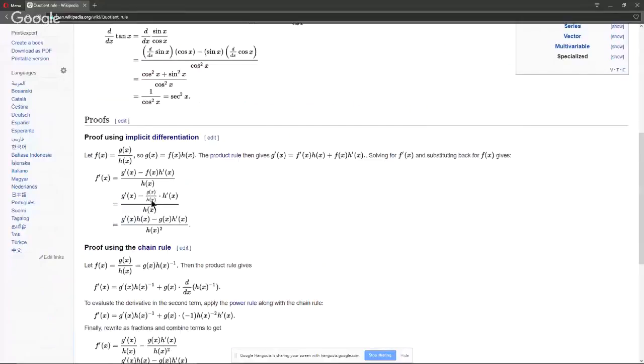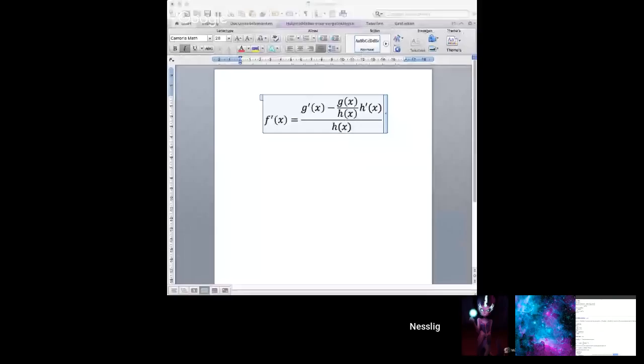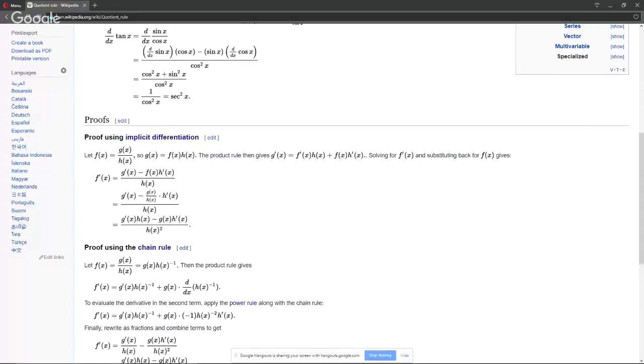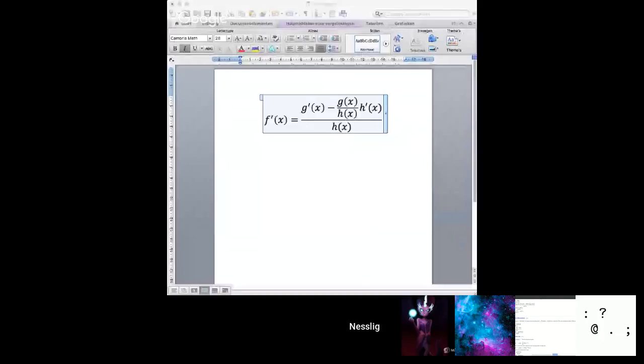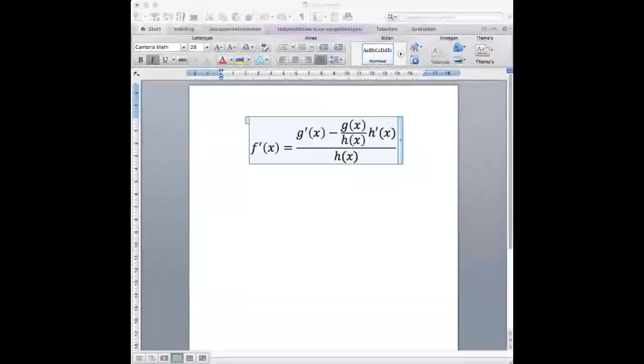Okay, so this is how it's supposed to look. I think I got it exactly right. There we go. Let's see what you got. Yeah, that's exactly what it says here. See? Oh, I see. So what I had was right. I just didn't have the denominator.